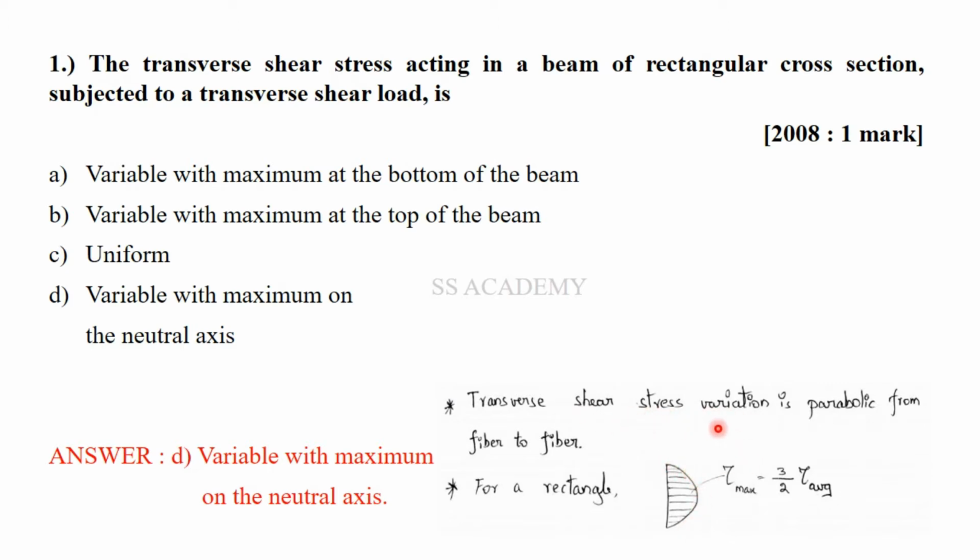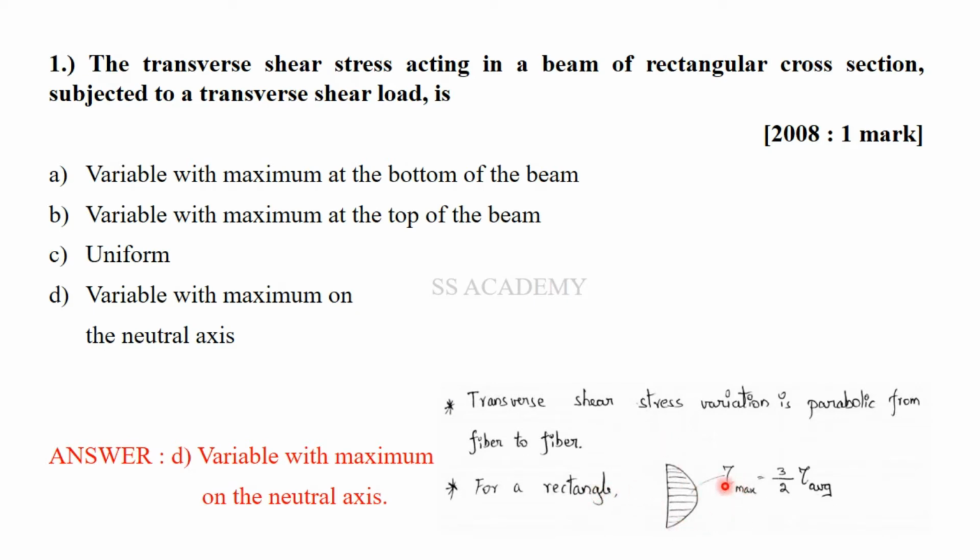This is a generic line which matches for all kinds of cross section, but this parabolic variation will not be the same in all cases. It will be parabolically varying, but it will be of different shapes. For a rectangle, this is the particular shape, and you can see that the maximum transverse shear stress occurs at the neutral axis of a rectangle, which is at the mid depth.